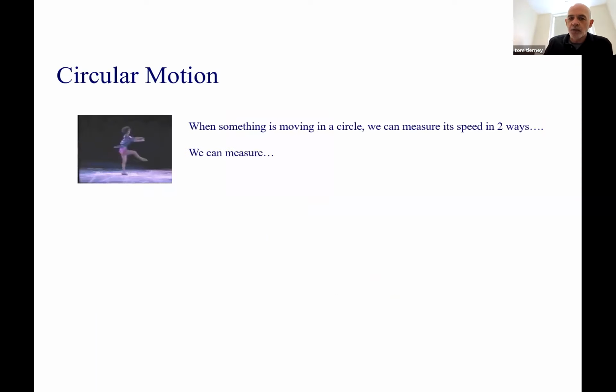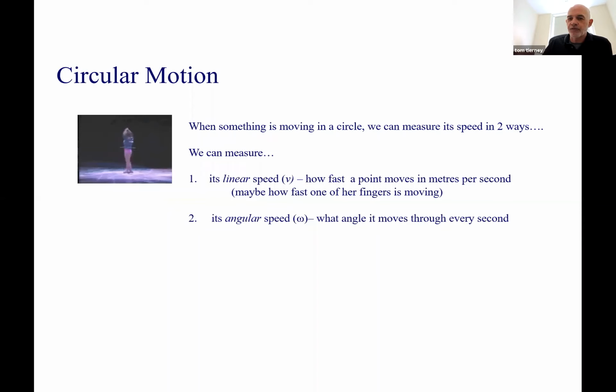For a start, we can always measure its speed in two separate ways. We can have what we call linear speed, the straightforward meters per second measurement, usually labeled as v, or we can talk about the angular speed, the angle it moves through every second, radians per second. And they're linked by the formula v equals r omega.